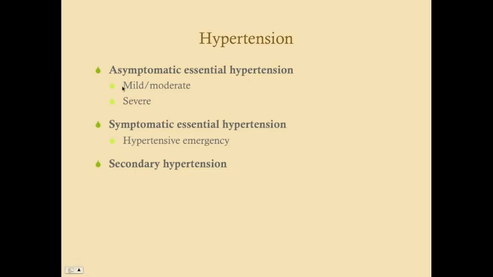Okay, so here are the 3 things we're going to talk about. We're going to talk about asymptomatic essential hypertension, which is broken down into mild or moderate or severe. And then we're going to talk about the symptomatic essential hypertension. So remember, essential hypertension just means that we don't know the cause. You could just as easily insert the word idiopathic for essential. And the symptomatic essential hypertension is what's known as a hypertensive emergency. And then we'll talk about the various causes and treatments for secondary hypertension, which is when hypertension is a manifestation of an underlying problem.